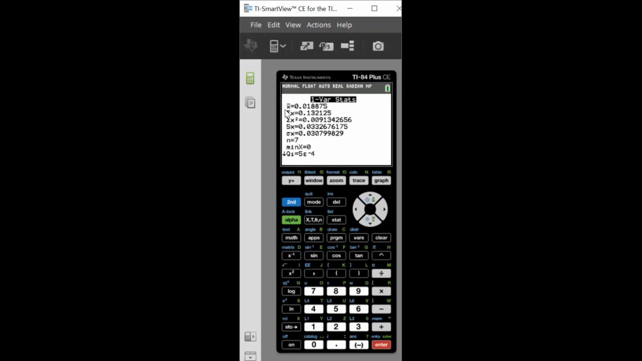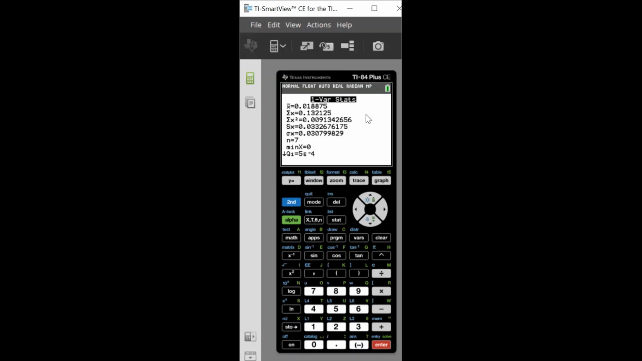We do not select X bar for mean. Mean is the summation of all the entries in list L3. The summation is given by sigma x, which is 0.1321. It's not too long in decimals. We may remember the complete sigma x, which is 0.132125, because we have to use that value for the calculation of variance.